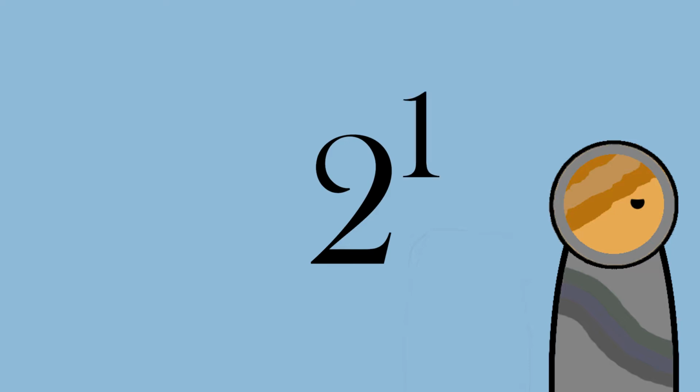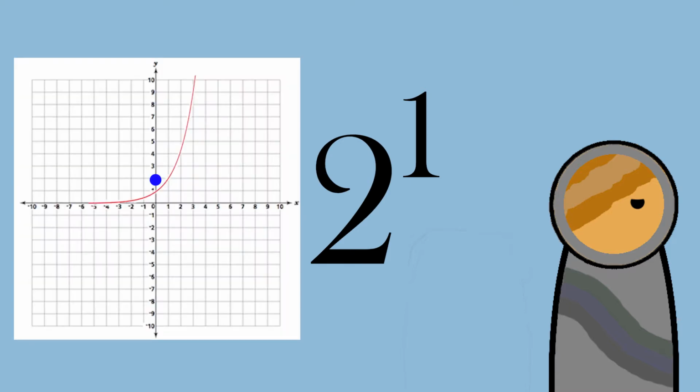And the cool thing about this, that 2 would go on the y coordinate on the graph, and 1 for the x coordinate, since 1 is our x, and look at that, it's on the line.